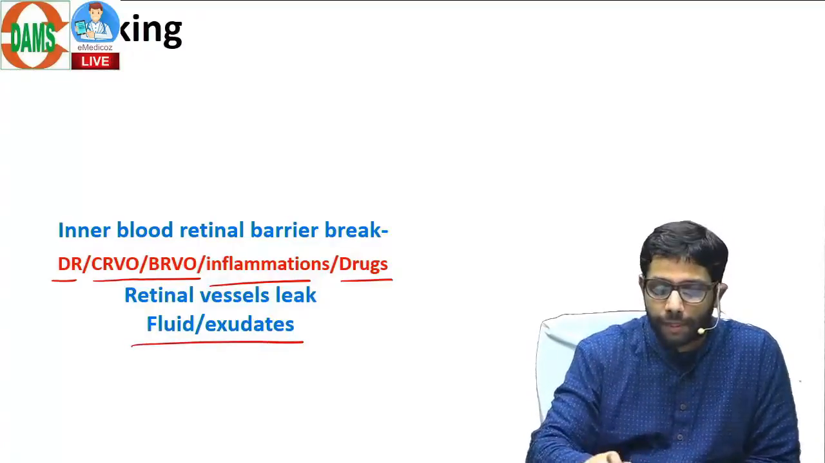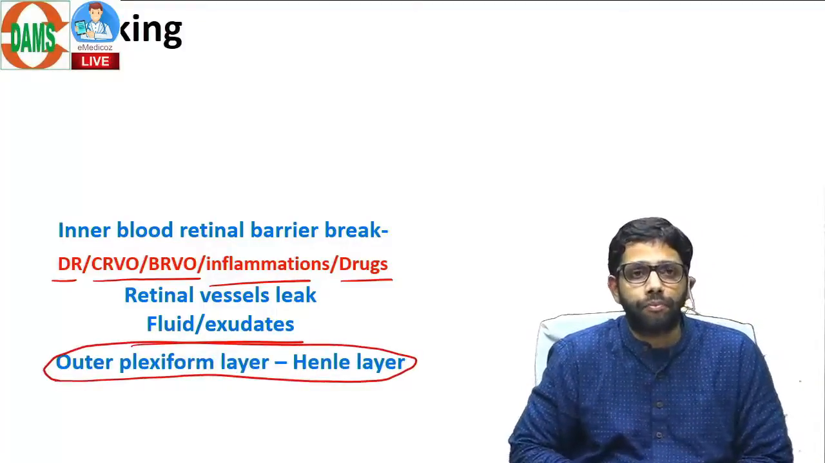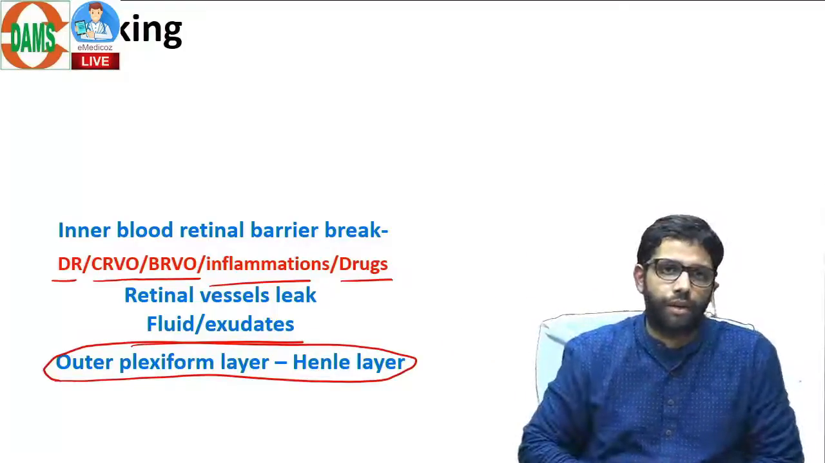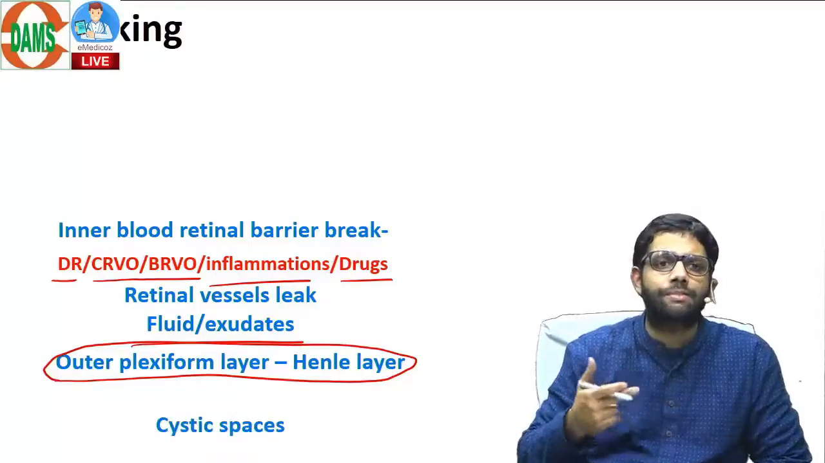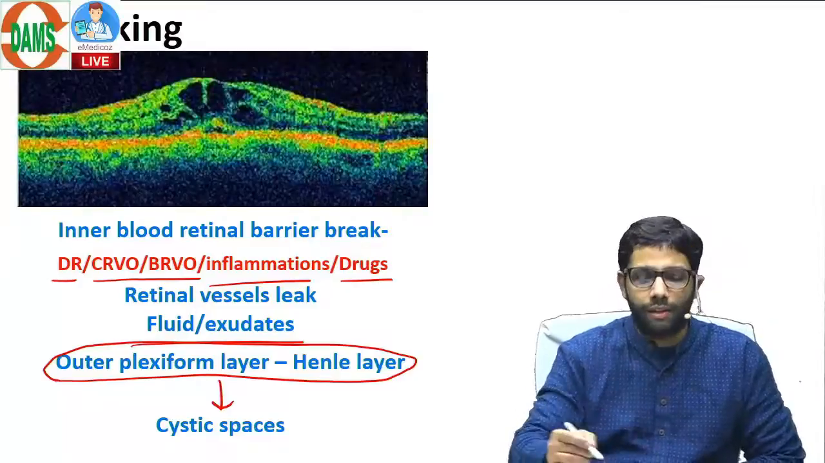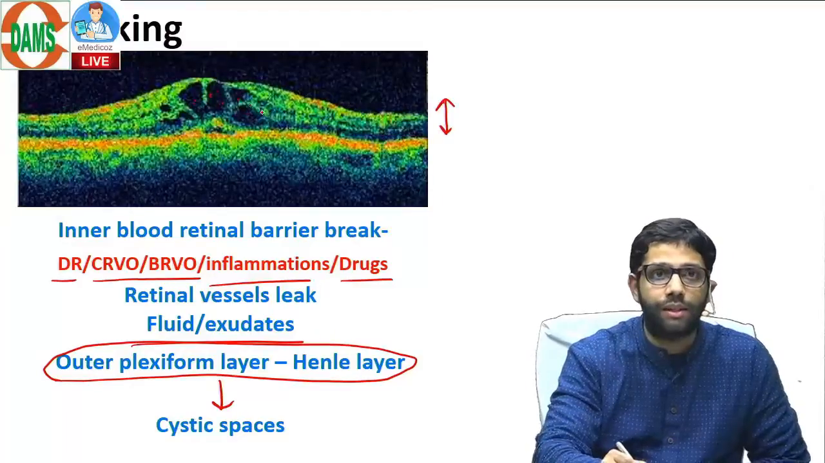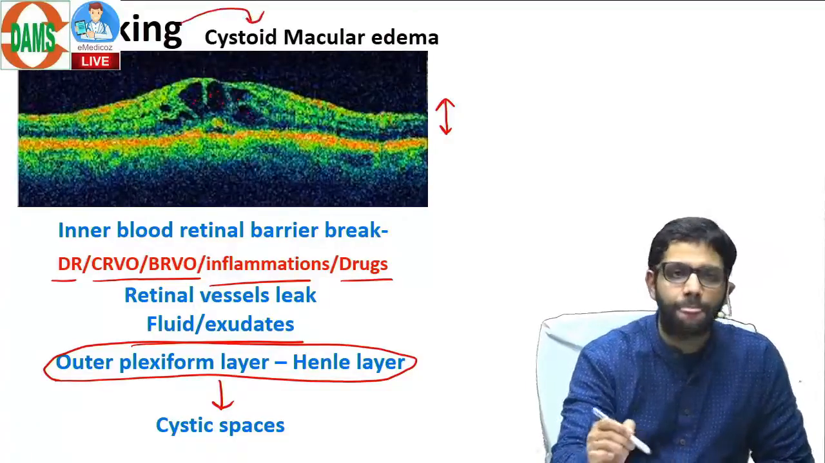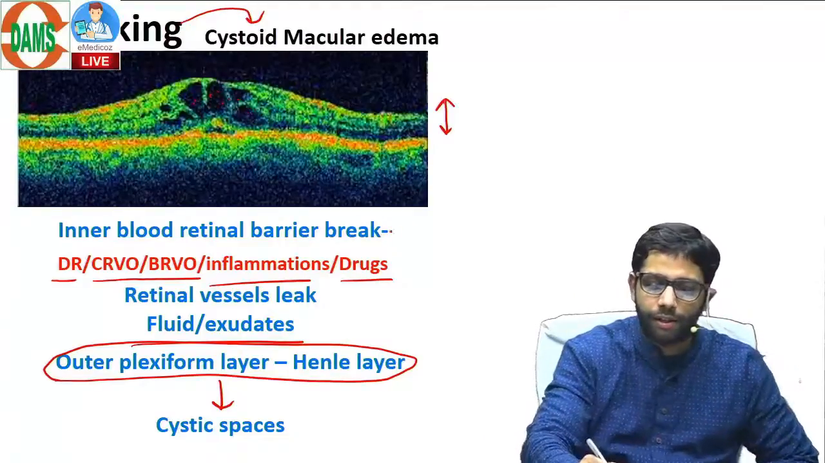Where will it go? It goes into the outer plexiform layer. I told you there is the outer plexiform layer, the other name is Henle's layer. The orientation of Henle's layer is radial. In the central retina, it is a radial configuration. So what will it do? The fluid is pumping into the outer plexiform layer, it will form cystic spaces. If cystic spaces are formed in the retina, what will happen? You see, the thickness of the retina will be increased. Cystic spaces, the black ones are cystic spaces on OCT, the name is cystoid macular edema. So second example, leaking: cystoid macular edema due to break of the inner barrier.